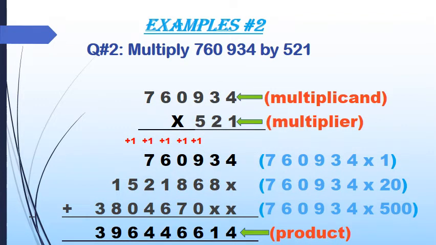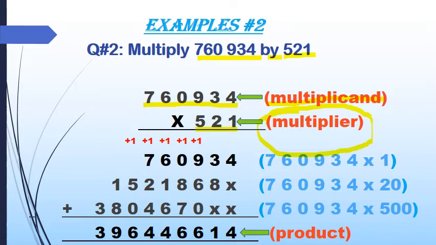Here is another example of multiplication. Now we will multiply a 6-digit number by a 3-digit number. Multiply 760,934 by 521. First write the multiplicand, that is 760,934, and then multiply it by 521, that is the multiplier.